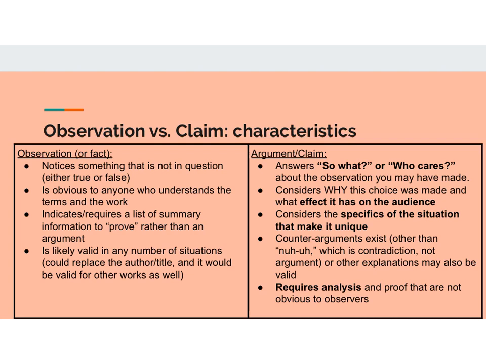A good literary claim also considers why the choice was made in terms of overall purpose. Not like it fits in this particular sentence, but the effect that it has on the audience. Does it feel more flowing? Does it connect to an idea? Form and function is what we're doing there. It also considers the specifics that make this particular situation unique, not in general, what does it do? There would be counter-arguments that exist, not just nuh-uh, because that's contradiction, not argument. Other explanations might also be valid.